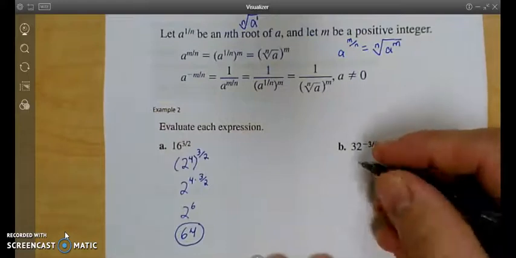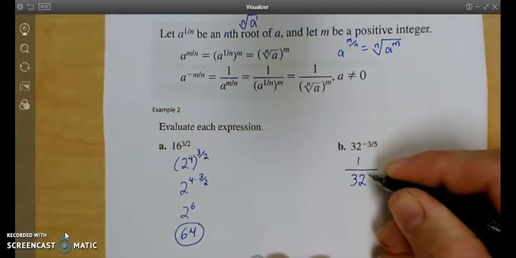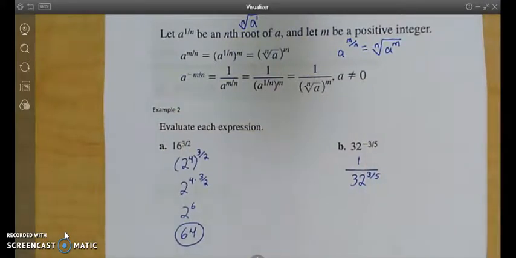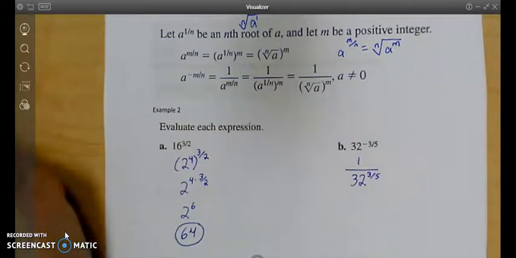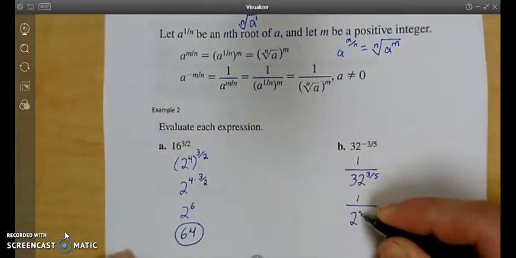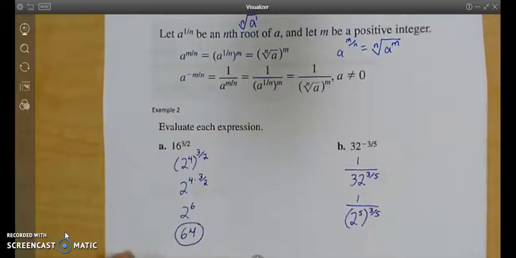On this one over here, first thing I would do is write it as 1 over 32 to the 3/5 power because the exponent was negative. Next thing I'm going to do is actually rewrite 32 as its lowest base, which would actually be 2 to the 5th power is 32. So 1 over 2 to the 5th power is replacing my 32, and it's being raised to the 3/5 power.